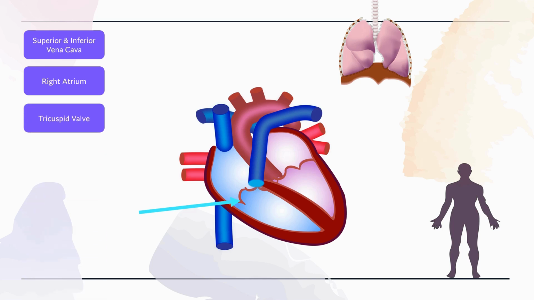And the valve between the right atrium and our next location is the tricuspid valve because it does have three flaps. Remember from our medical terminology portion that tri is the prefix for three. Next up, the blood is going to head to the lower chamber in the heart, which is the right ventricle. So again, it is simply just moving down from the atrium into the ventricle on the same side of the heart.